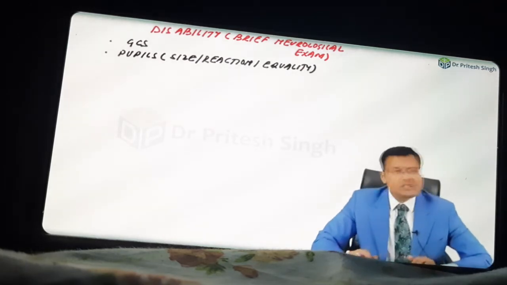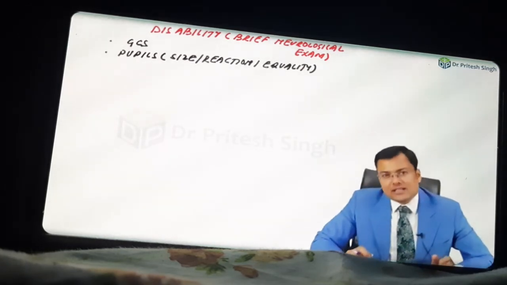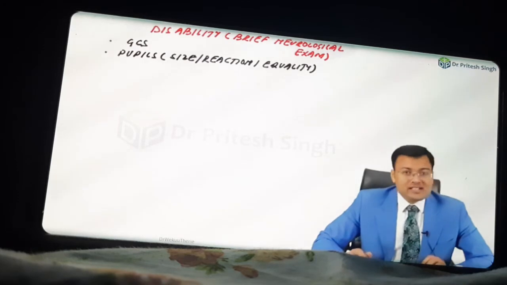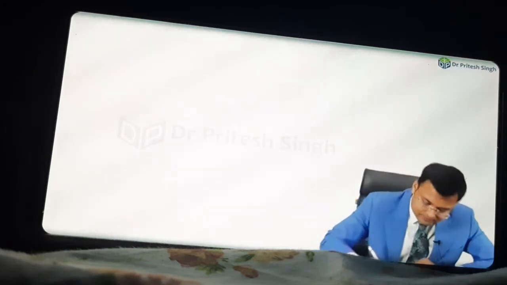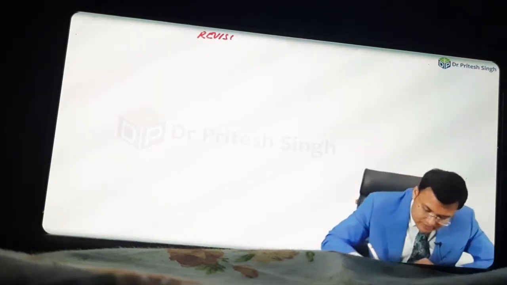There is revised GCS, which is frequently being asked in AIIMS, and this revised GCS was revised in 2014. We are going to discuss this revised GCS of 2014. So see this revised Glasgow Coma Scale, which was revised in 2014. So there are 3 components. First, eye opening.